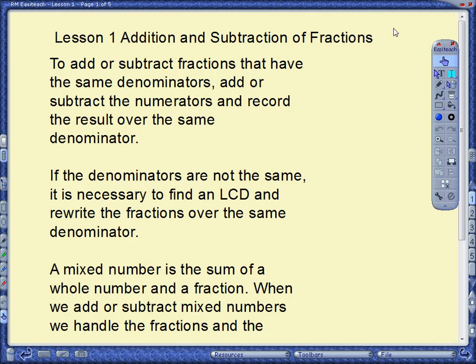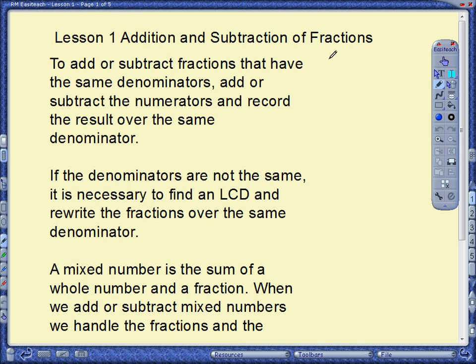The topic of Lesson 1 is the addition and subtraction of fractions. To add fractions that have the same denominators, we're just going to add or subtract their numerators.